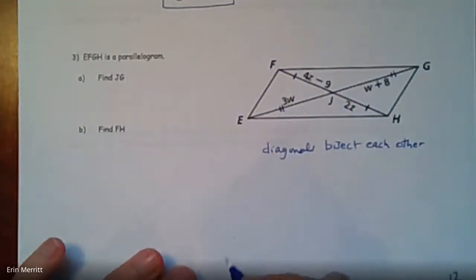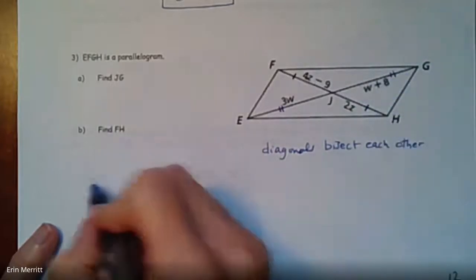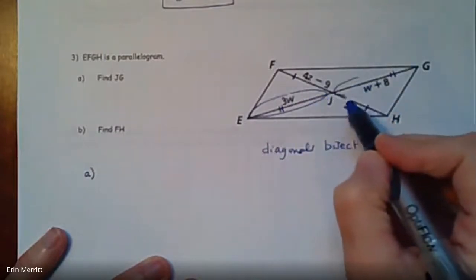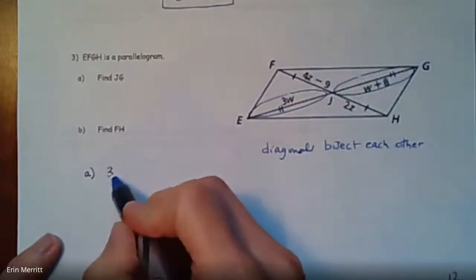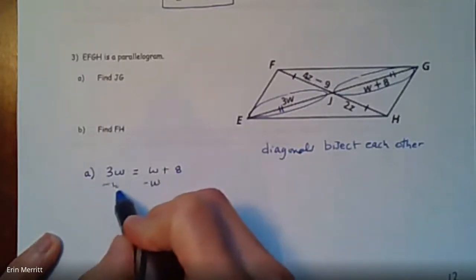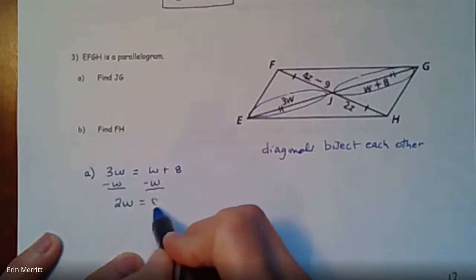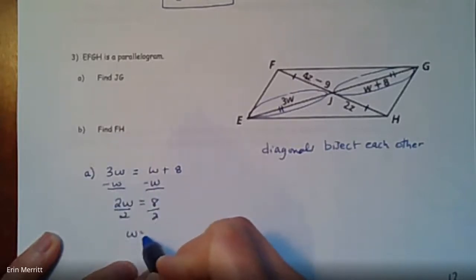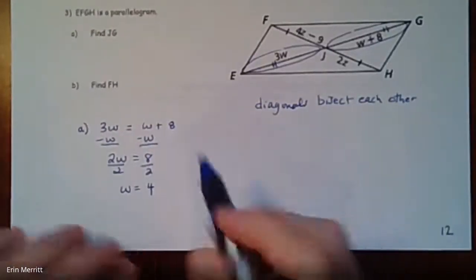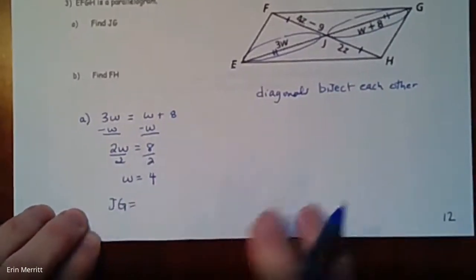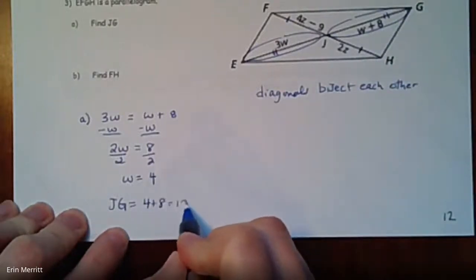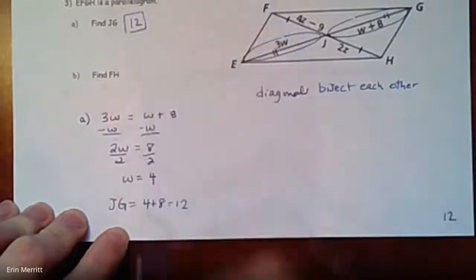So when it's asking us for the first part to find JG, maybe I'll come over here, set up an equation by setting the pieces equal to each other. All right. So 3W equals W plus 8. When we move some things around, we can solve for W. W comes out to be 4 here. And then to find JG, make sure to finish that piece of the problem. J to G is just this part of it. So then it would be 4 plus 8 or 12. So that first part comes out 12.